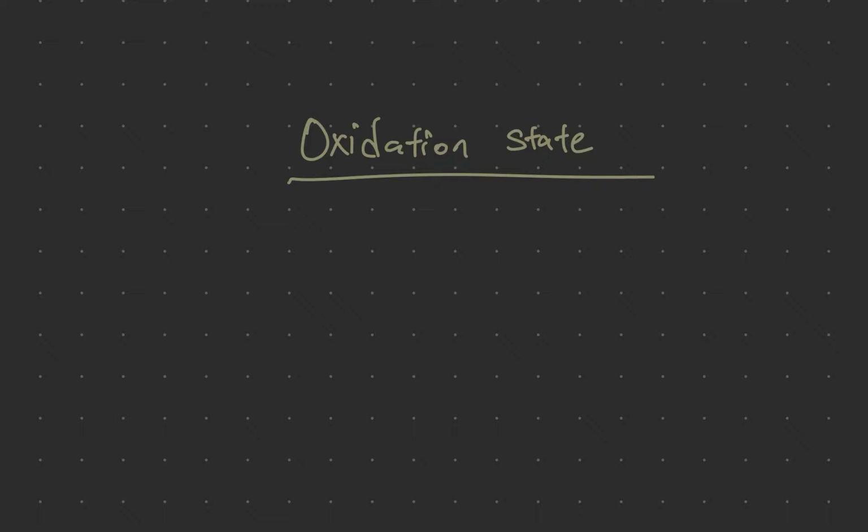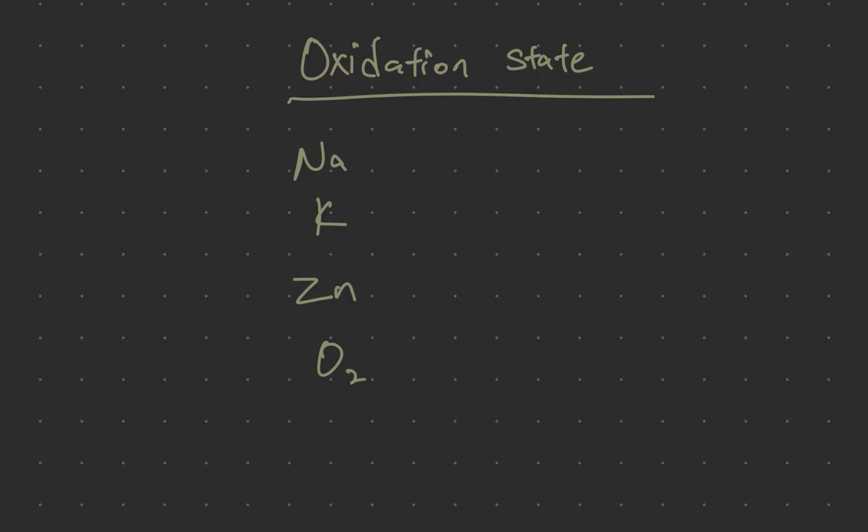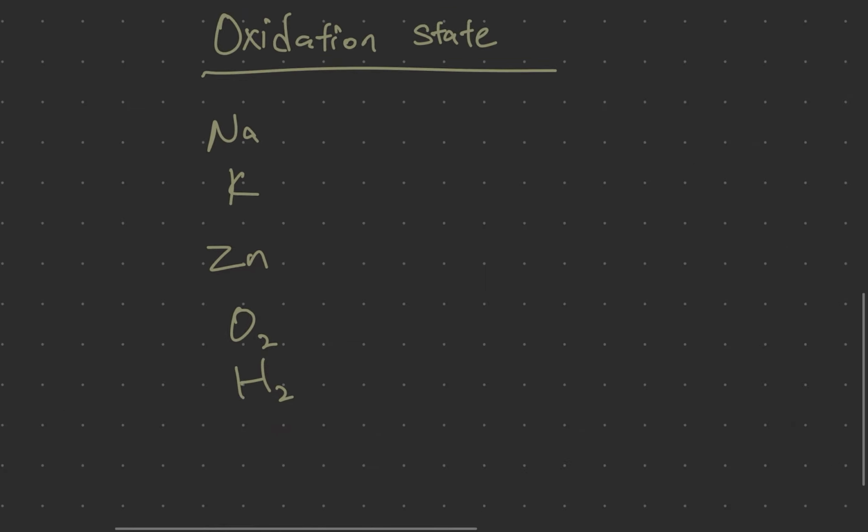So I'm going to talk a little bit about oxidation state. Basically, oxidation state is a number assigned to an element of a substance to represent the number of electrons it has lost or gained by the atom of the element in the compound. So let's bring in a few atoms, molecules. We've got sodium, potassium, let's do zinc. For molecules, I'm gonna do oxygen molecule and hydrogen. So these are elements. So basically the oxidation state for these elements are just 0.